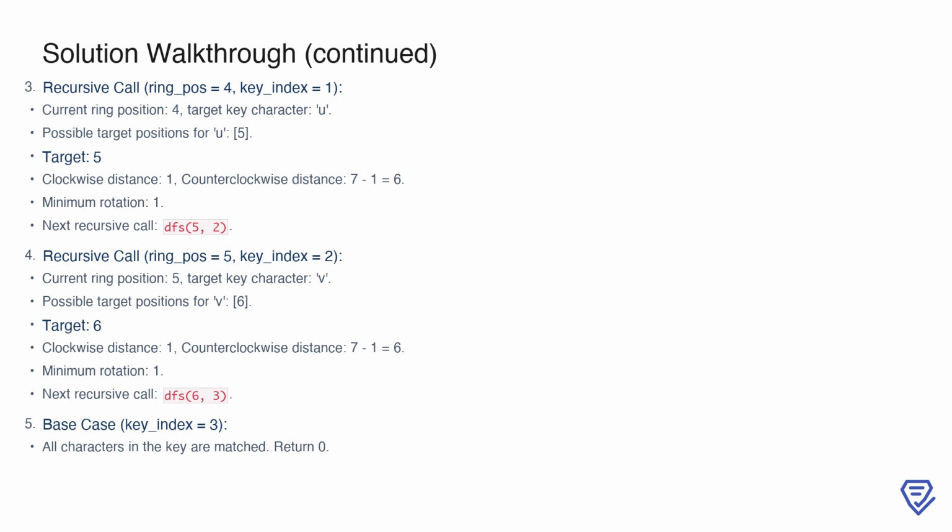At ring position 5 and key index 2, the target character is V, which is located at position 6. The clockwise distance to this position is 1, and the counterclockwise distance is 6 as well. The minimum rotation is therefore 1. Once the final character is matched, we reach the base case where the key index equals the length of the key, and we return 0.